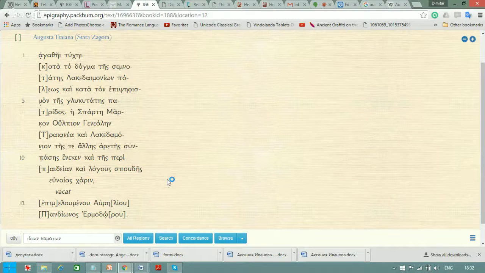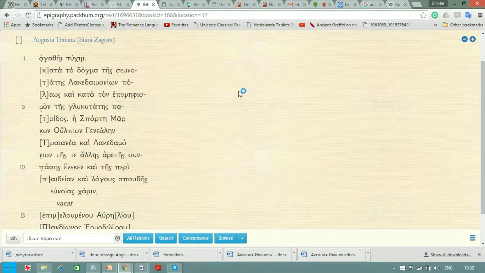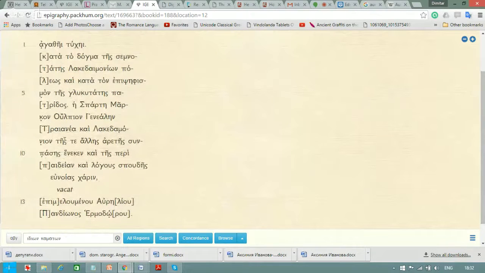But it is particularly interesting because this is an honorific inscription, and obviously a statue, which was erected both in the cities of Lacedaemon in Sparta and in Augusta Traiana, or today's Stara Zagora, for a certain Marcus Ulpius Genialis, or Geniales, as he is written in the Greek inscription, who was obviously, because we see the cause of the dedication, an accomplished man in virtue, and in education and eloquence. He was either a rhetor or an attorney, or both.